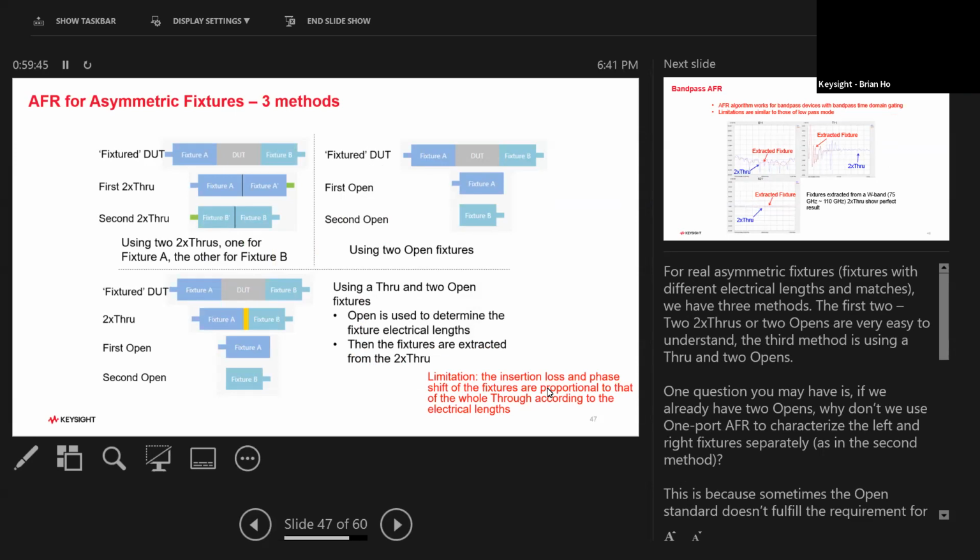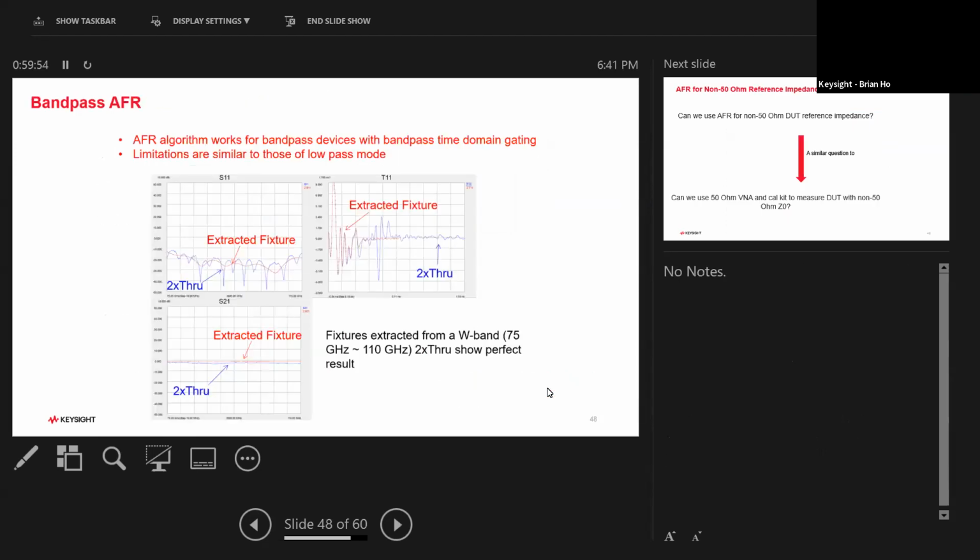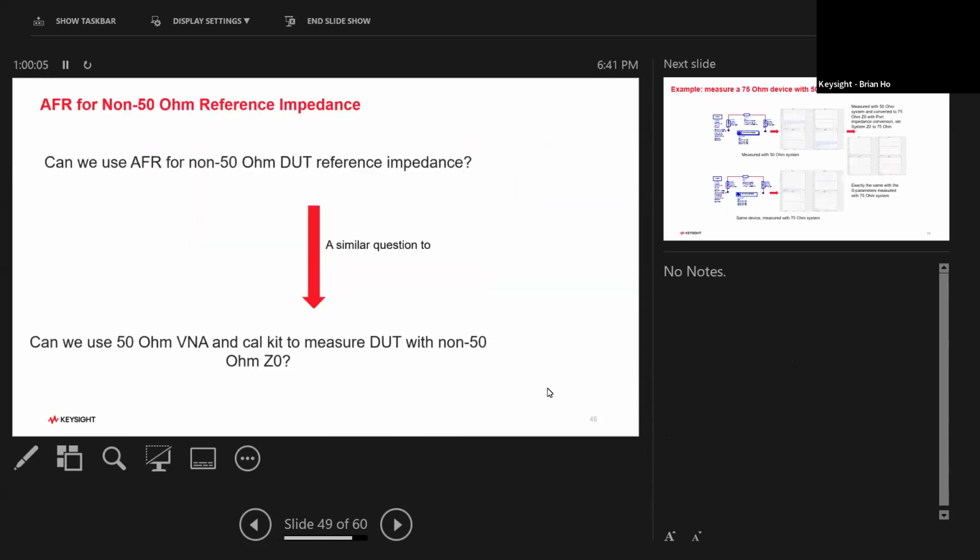This is done mathematically, so I don't have to do it, luckily, since I'm not really good at math, but it's quite easy to do. So another one is bandpass AFR, where we use a bandpass to measure. We can use a bandpass to figure out where the fixture is, and we can negate it out. So that's another methodology.